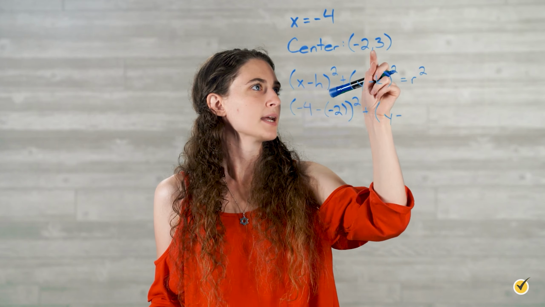Then we'll simplify this to -2. So (-2) squared plus (y minus 3) squared equals 5 squared. And now we're going to simplify our exponents. (-2) squared is 4. Plus, we'll leave this part alone for right now. We'll come back to that later. (y minus 3) squared equals 5 squared is 25. Now we'll subtract 4 from both sides. This gives us (y minus 3) squared equals 21.